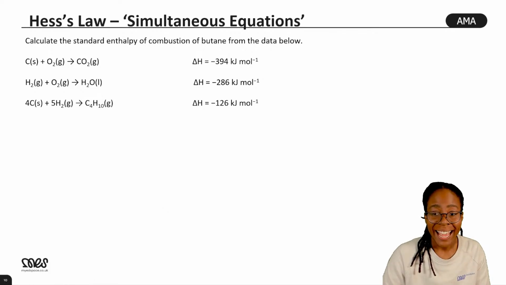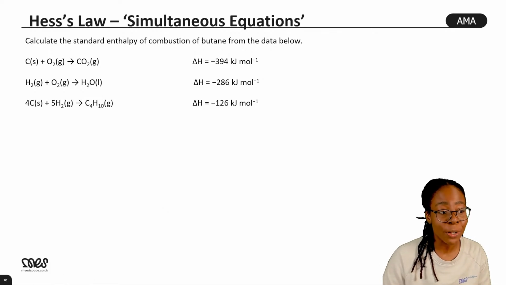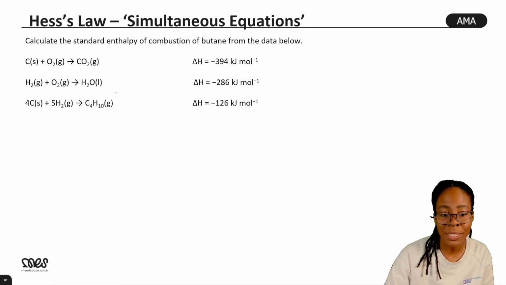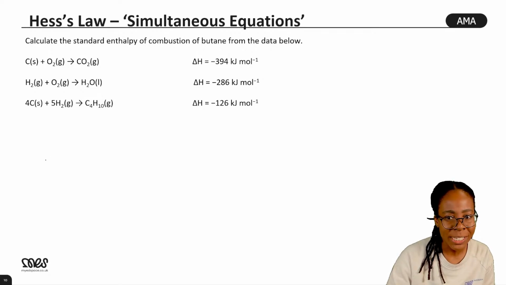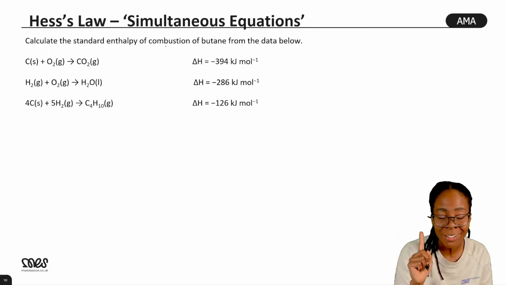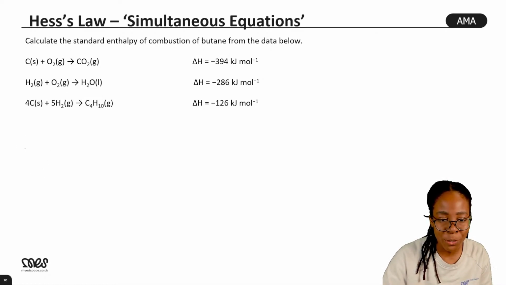Trickiest one. Calculate the standard enthalpy of combustion of butane from the data below. So this time, they haven't given us the equation, but they've told us that we want it for the standard enthalpy of combustion. Because we know the definition of the standard enthalpy of combustion, we need to write that equation ourselves.